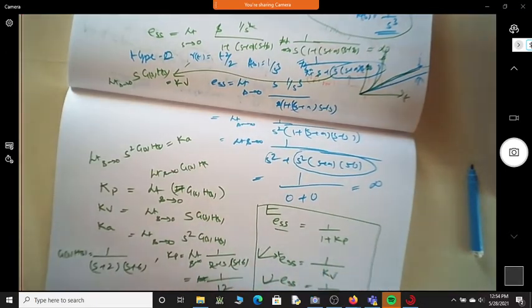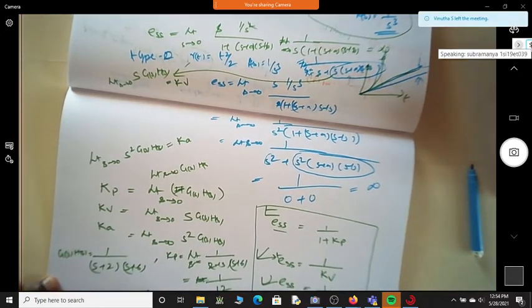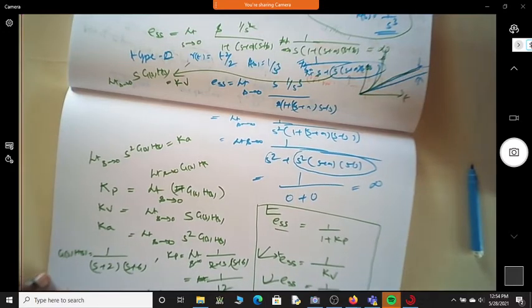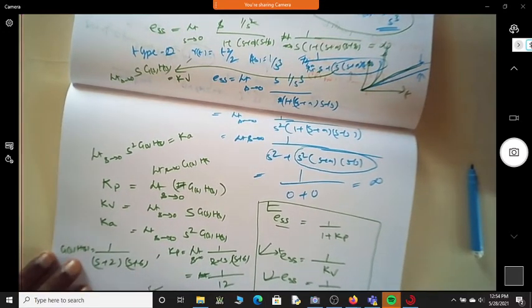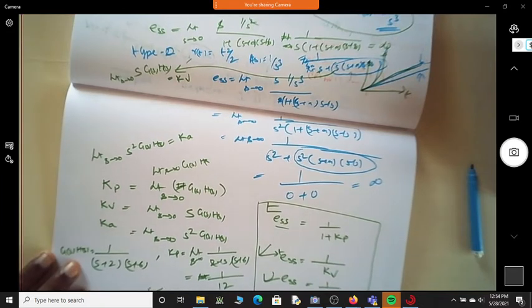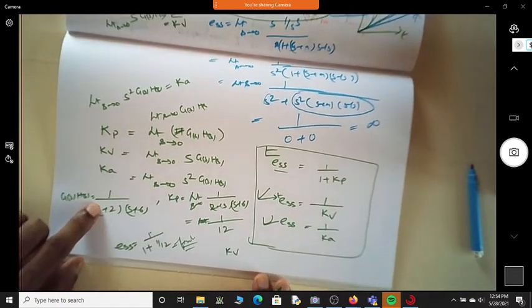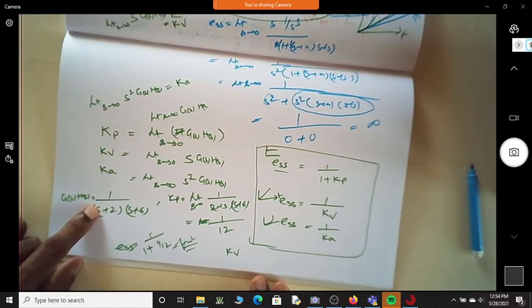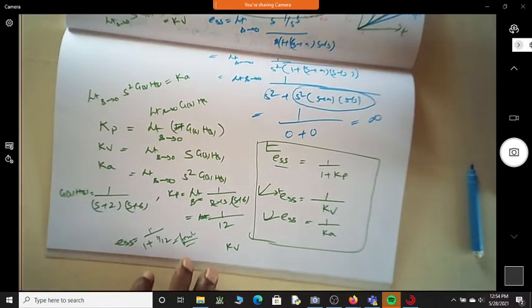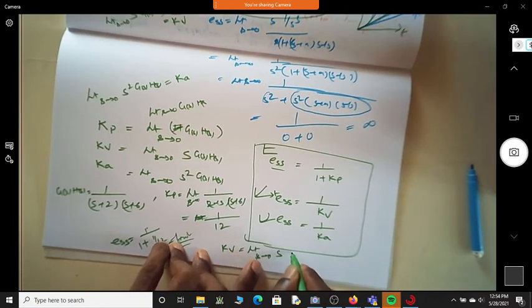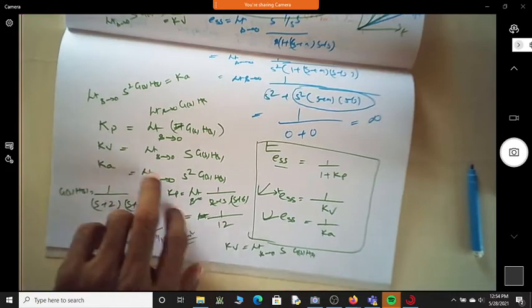So then what is ESS? Is it 1 over 1 plus Kp? Kp is 1 over 12. So are you having a finite value? Correct? How about Kv? Kv for this? No, Kv is limit of s tending to 0, s into GFS into HFS. That's what this Kv is.